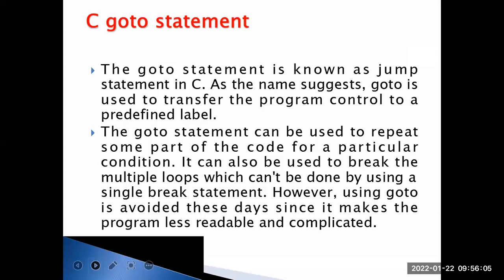First, label colon, then statement. After that, when you use goto followed by the label, it moves to the particular label. The goto statement can be used to repeat some part of the code for a particular condition. It can also be used to break out of multiple loops, which cannot be done using a single break statement. However, using goto is avoided these days since it makes the program less readable and compatible.